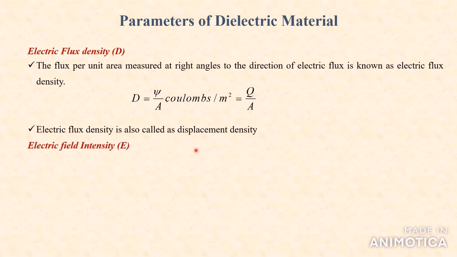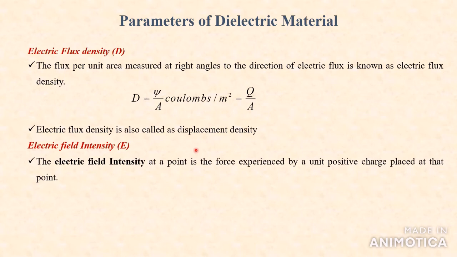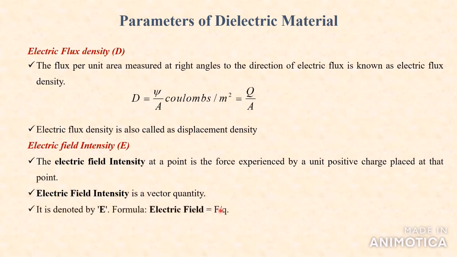So next, electric field intensity E. The electric field intensity is nothing but the force experienced by any unit positive charge at a particular point. That is, force per unit charge is defined as the electric field intensity. So this electric field intensity is a vector quantity. It is given by E is equal to F by Q, where F is the force and Q is the charge. So force per unit charge. Its unit is Newton per Coulomb or volts per meter.